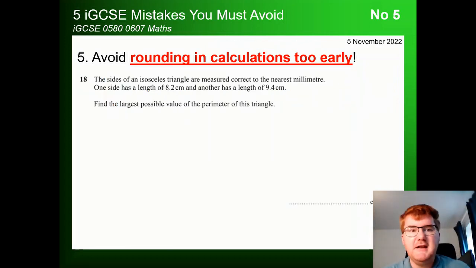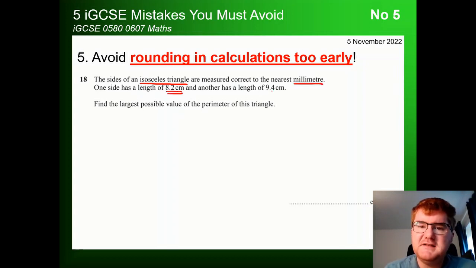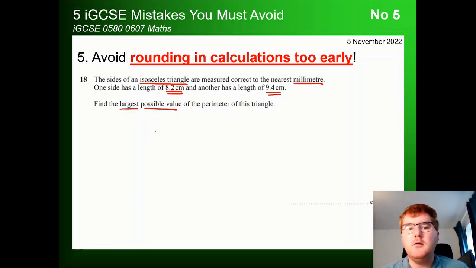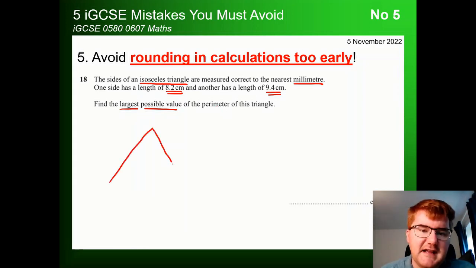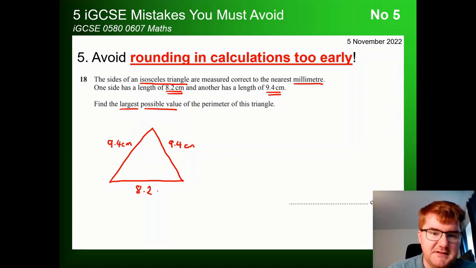So this is the question here. So we've got the sides of an isosceles triangle, important phrase to know what that means, are measured correct to the nearest millimeter. One side has a length of 8.2, another has a length of 9.4 centimeters, and we want the largest possible value of the perimeter of this triangle. Now with these kind of upper lower bound questions, I would again definitely sketch this out. Now remember, isosceles means that two of the sides are the same, and we want the longest sides to be the same. So we're going to put in 9.4 centimeters here, 9.4 centimeters here, and then 8.2 centimeters here.